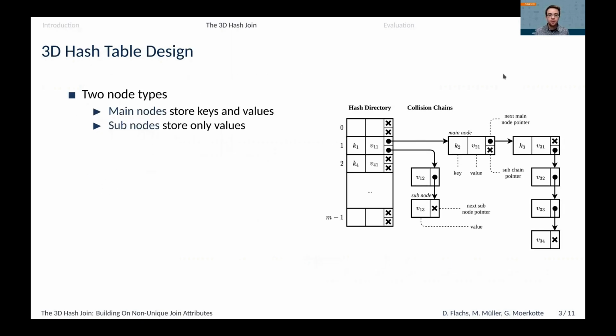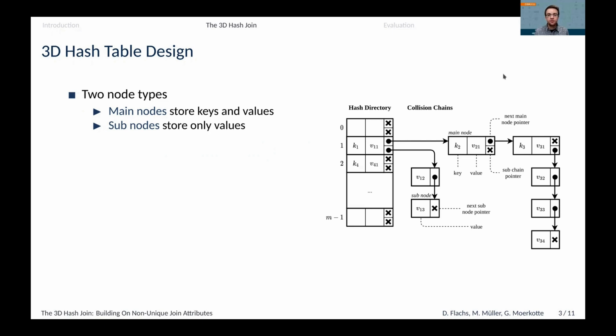In order to address duplicate build keys, we propose the 3D hash join with its underlying data structure, the 3D hash table. The 3D hash table works like a standard chaining hash table, only that it groups entries with the same key together, using two different node types. Instead of maintaining one collision chain node for each inserted key value pair, we maintain one main collision chain node for each distinct key. Main nodes store keys and values, while subnodes only store values.